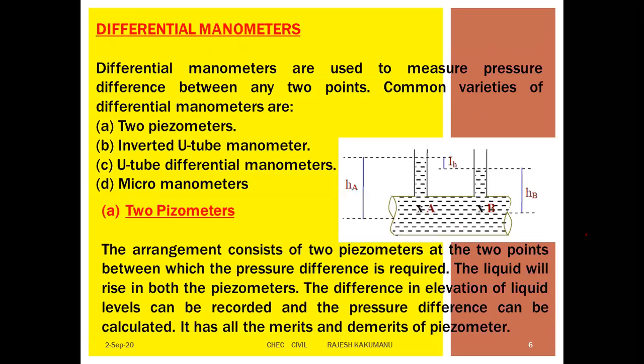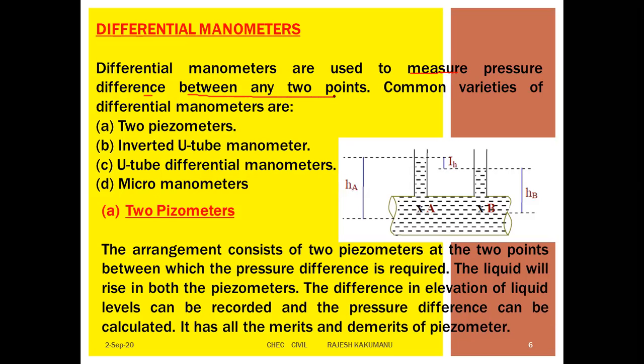Next concept is differential manometers. The differential manometers are the same as the general manometers, but what is the difference here? You have to check the 2 points. You have to measure the 2 points between the liquids. The differential manometer is used to measure pressure difference between any 2 points.